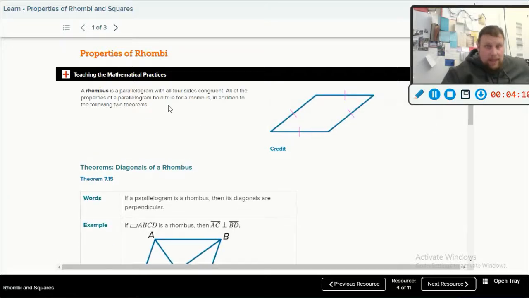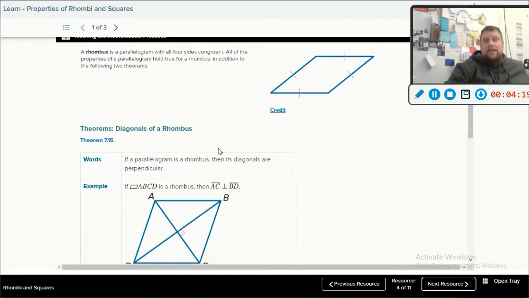A rhombus, again, is a parallelogram with all four sides congruent. All of the properties of a parallelogram hold true for a rhombus, in addition to the following theorem. So this is an addition. This is added beyond all the parallelogram theorems that we have, which work for a rhombus as well.